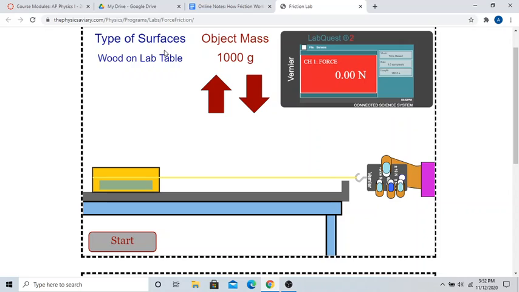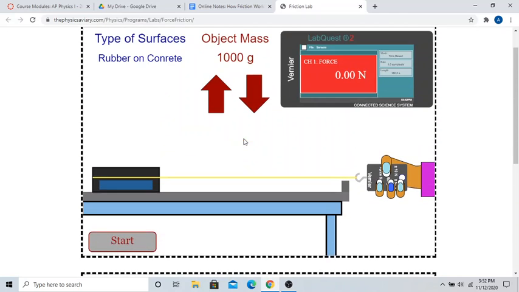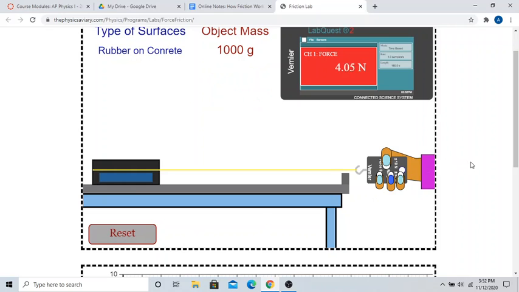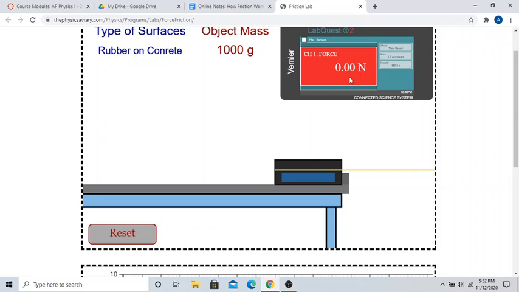Now, I'm going to pick rubber on concrete. I'm going to hit start and start pulling this to the right. Once I hit start, you'll notice that there is a force graph that's going to start to be generated down here. I'm going to hit start, and first we're just going to watch what happens. You can notice right away that this person is applying a force, and it seems like nothing's happening at first, and then eventually all of a sudden something starts to occur.